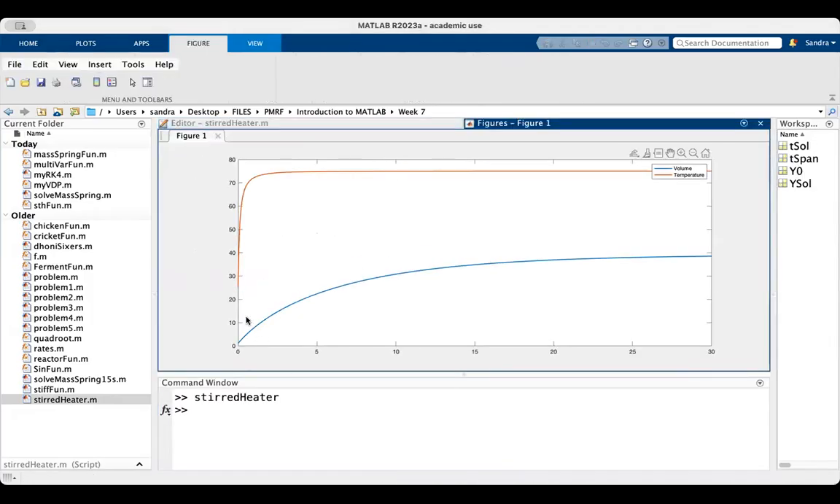This is how that looks. So my volume is this. Volume started from 1 liter. It kept on increasing. And finally, after like 30 minutes, there was a constant volume of around 38.4511. And my initial temperature was 25.